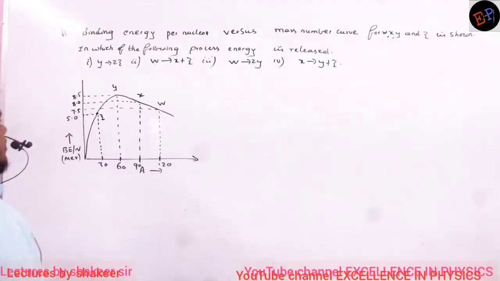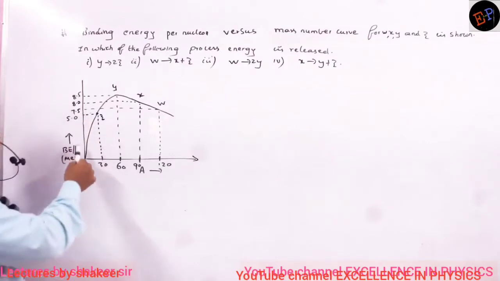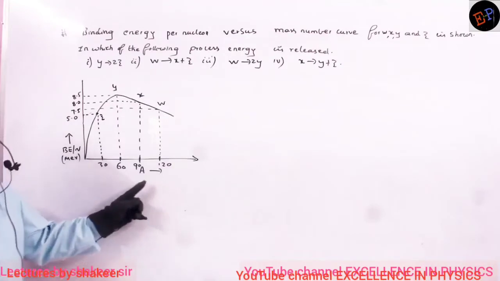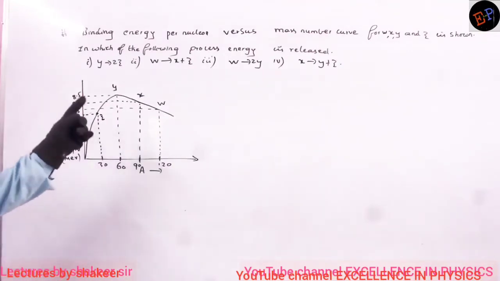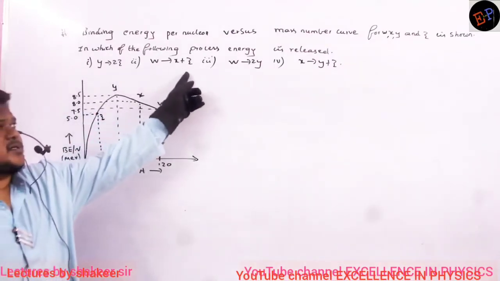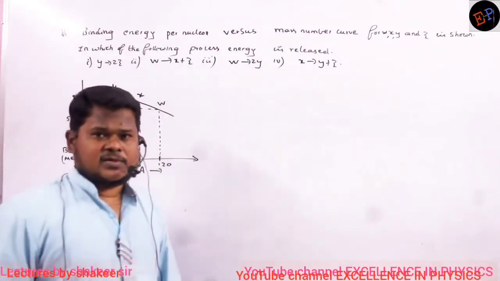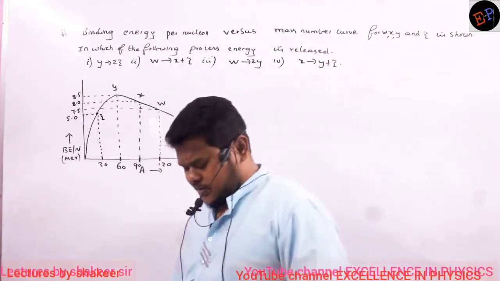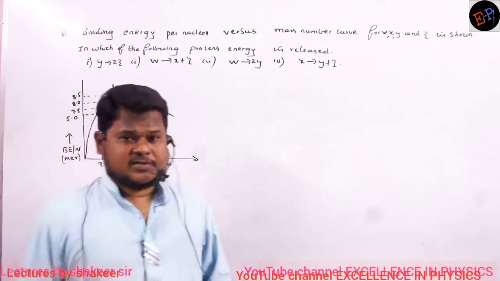Very easy. So here there is a graph given, between mass number and binding energy per nucleon. On the x-axis mass number is given, and on the y-axis binding energy per nucleon is given. Then, in which of the following processes will energy be released? That is, Y converts into 2Z, W converts into X plus Z, W converts into 2Y, X converts into Y plus Z. In which of these processes will energy be released? Do you remember? In which process will energy be released?